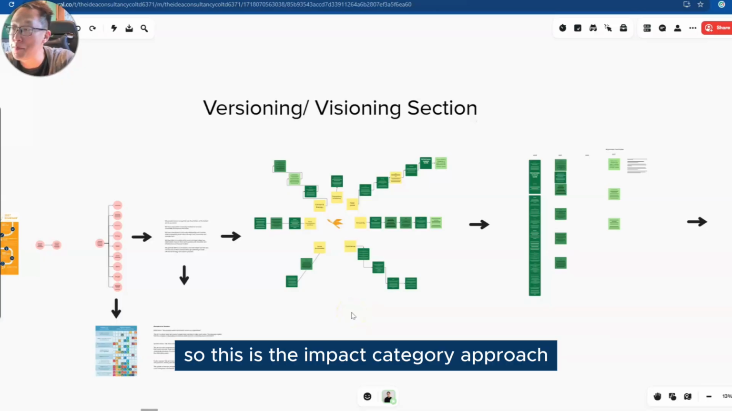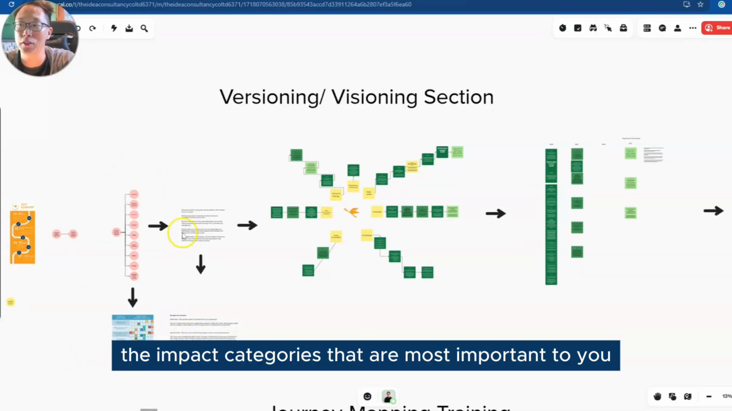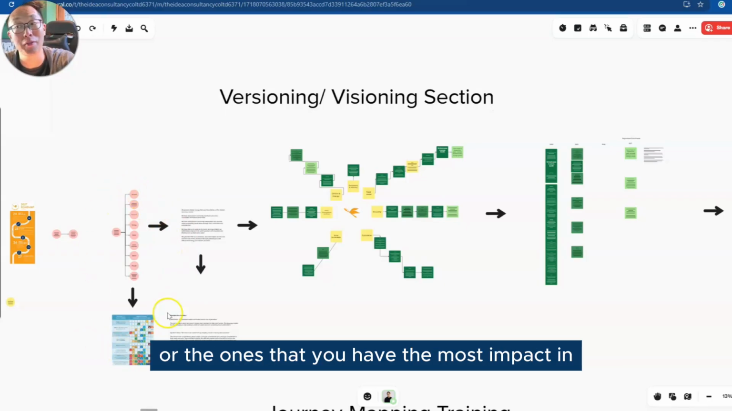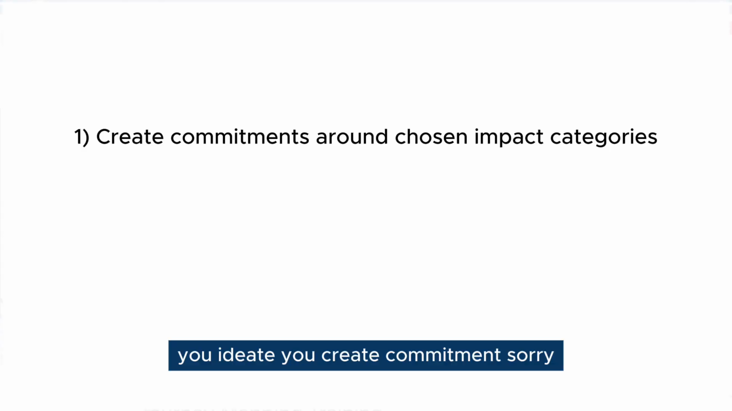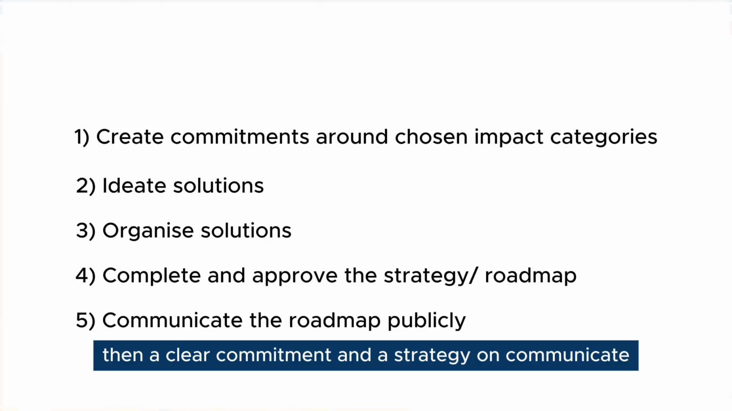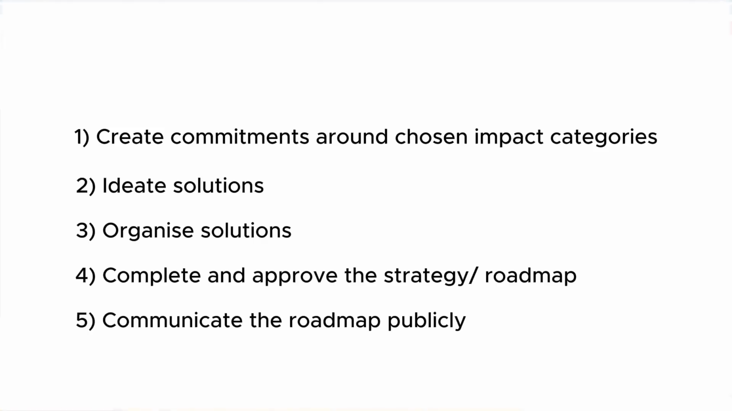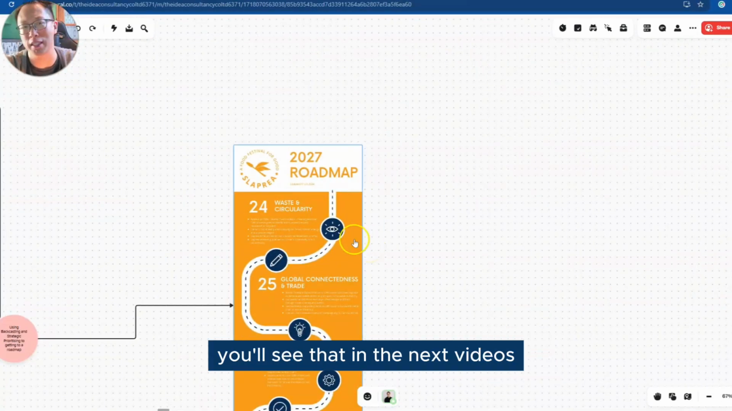So this is the impact category approach, where you start from the impact categories that are most important to you, or the ones that you have the most impact in, or that your customers have told you are the most important. You create commitments first, and then ideate, and then you organize into a clear commitment and a strategy on communicating when you're going to do certain things, and of course to measure and evaluate. But that's a little bit later. You'll see that in the next videos.